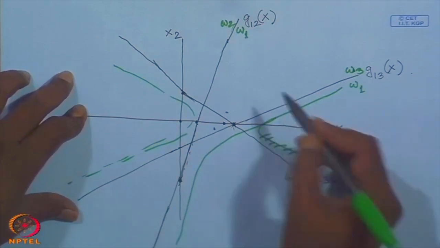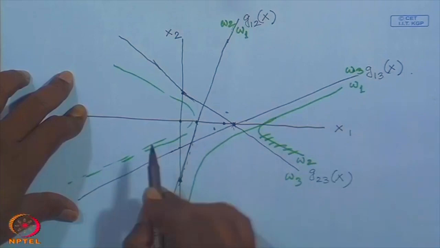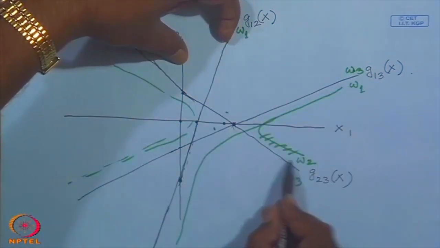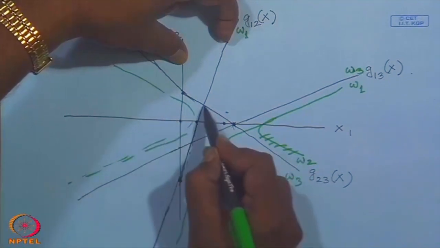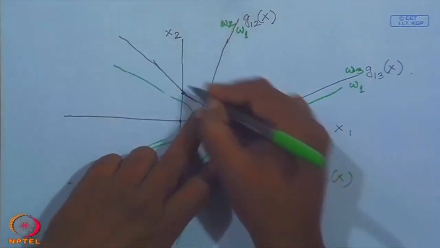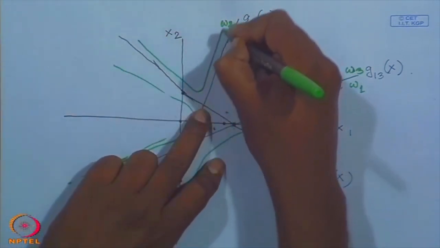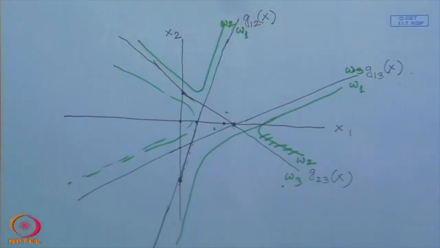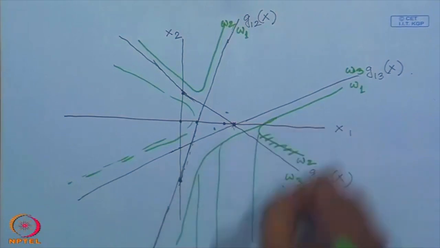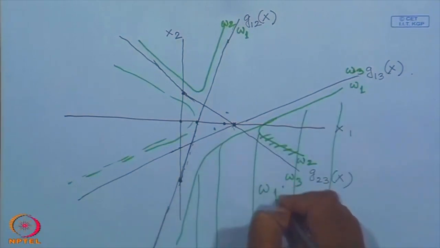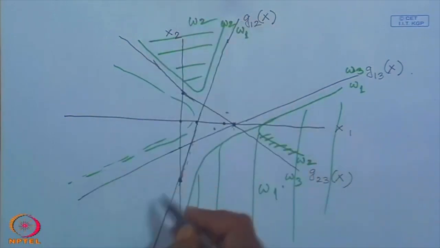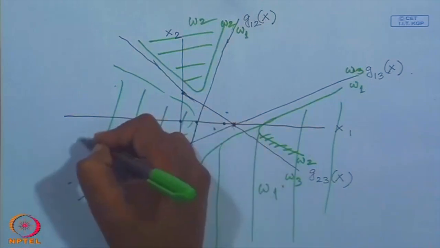And coming to omega 2, you find that this is the region which is allotted to omega 2, and between omega 2 and omega 3, this is the region on this side that is allocated to omega 2. So, if I take the intersection, then this is the region which will be allocated to omega 2. So, I have this region allotted to omega 1, I have this region allotted to omega 2, and I have this region allotted to omega 3.